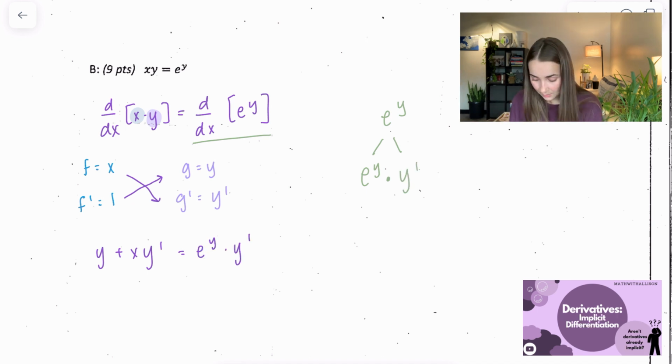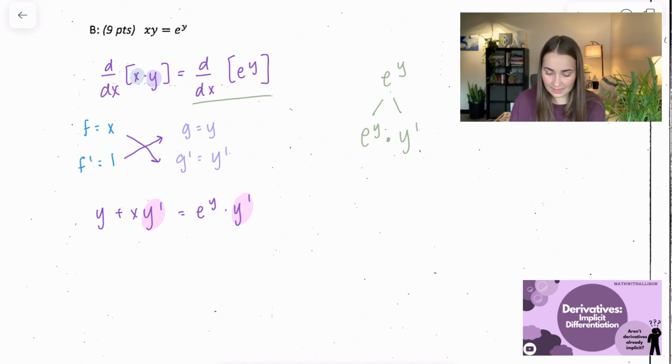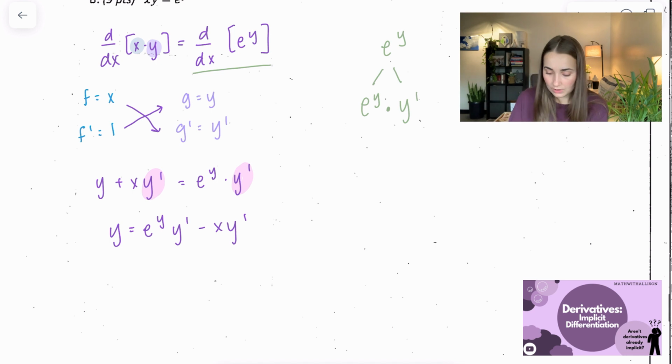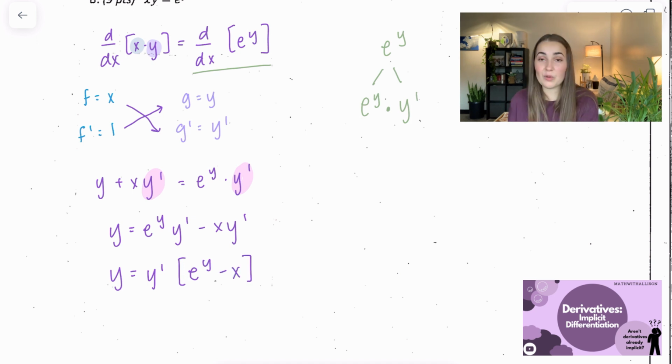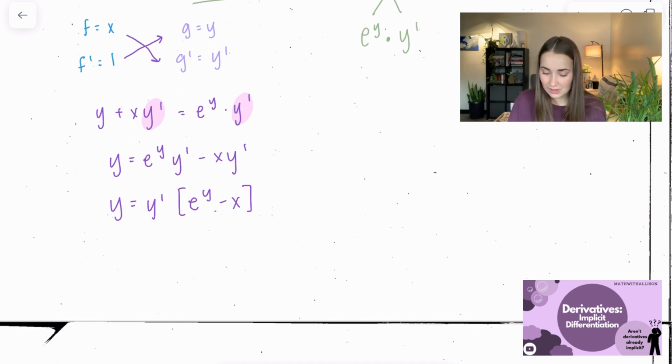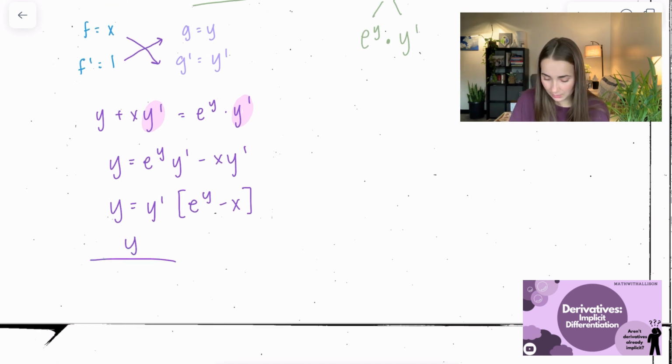Alrighty, so let's take a moment to pause and let's look for our y primes. It looks like we have 2 of them here, and so what I want to do is make sure they're all on the same side. So I'm going to go ahead and subtract that xy prime over. So now I have the y primes all on one side. I want to go ahead and factor it out. So when I do that, I get y prime times, and now I have the leftovers e to the y minus x. And so the purpose of moving it to one side is so we can factor it out and divide over those leftovers. So when I divide them over, I get y divided by e to the y minus x is equal to our y prime.